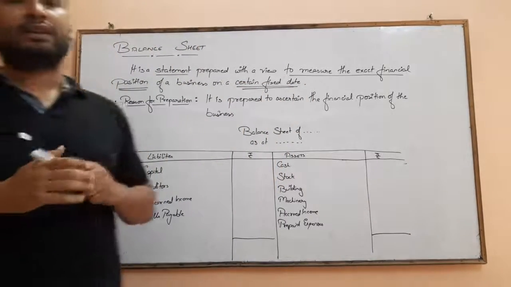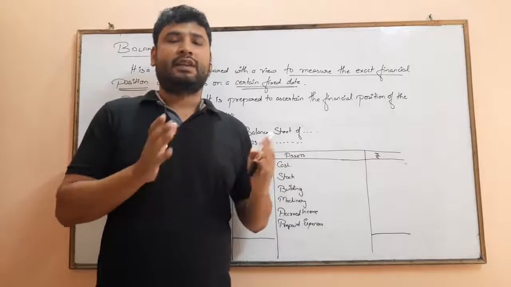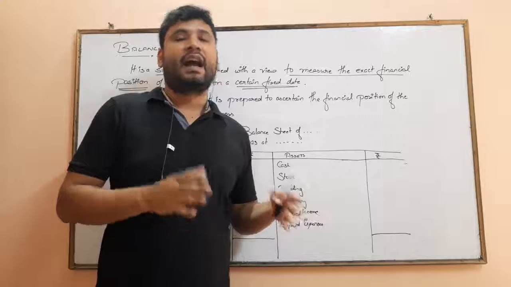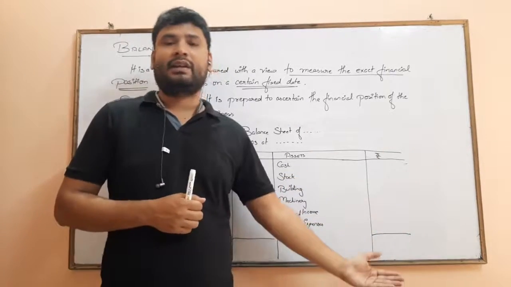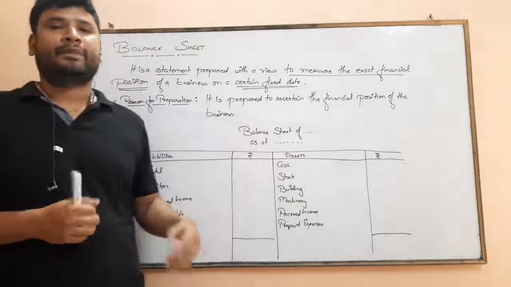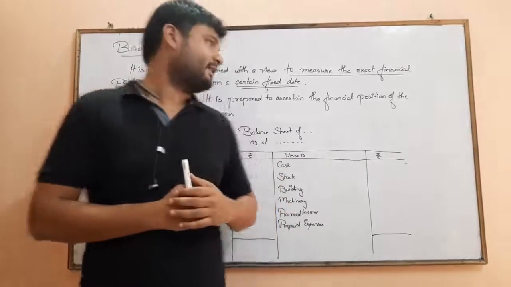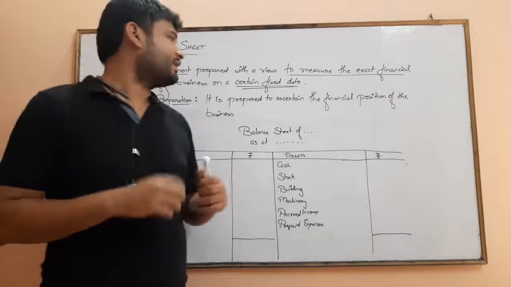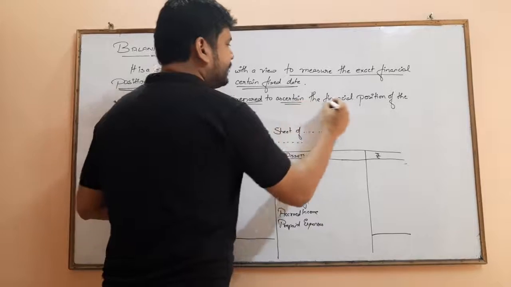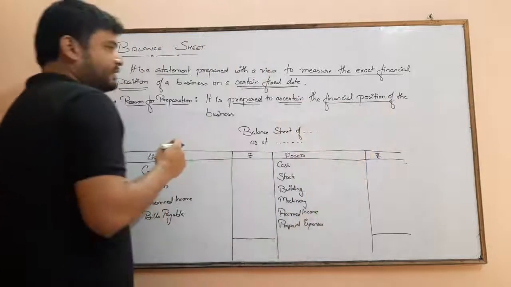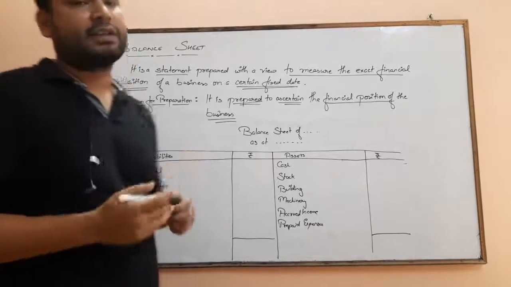So what are the components that come under the balance sheet? The components are the assets and the liabilities. On the right hand side, the assets are written down, and on the left hand side, the liabilities are written down, and both should match each other. The reason for preparation is to ascertain the financial position of the business, or we can say of the organization or a firm.